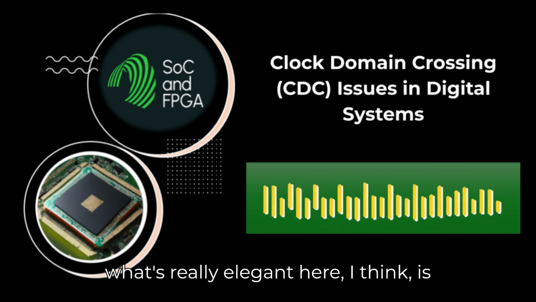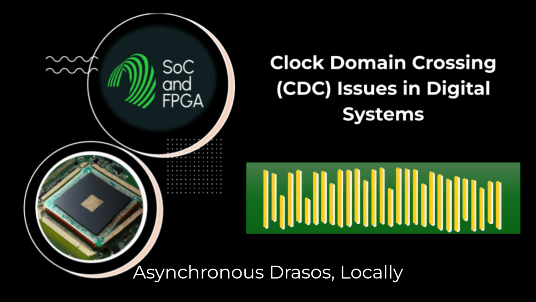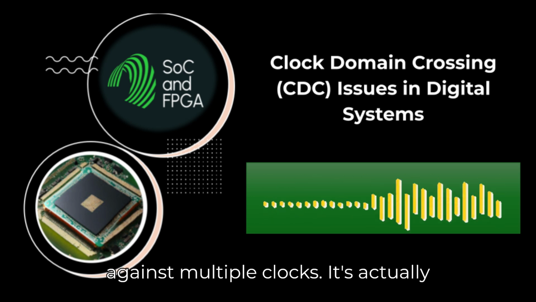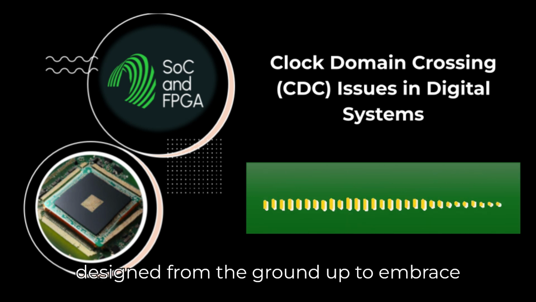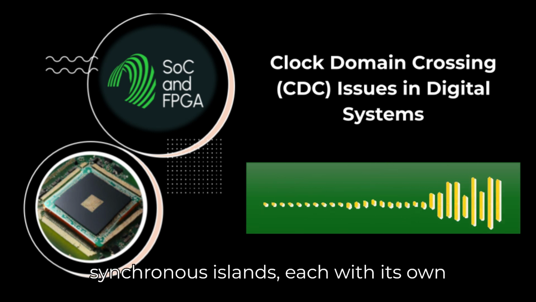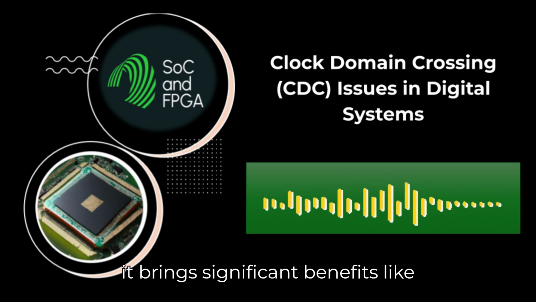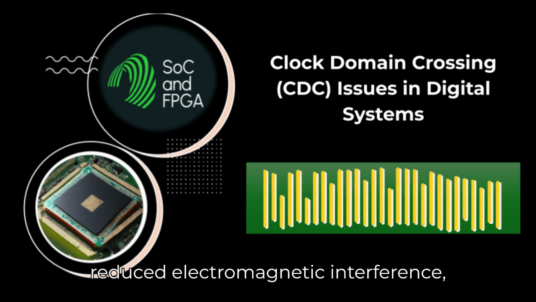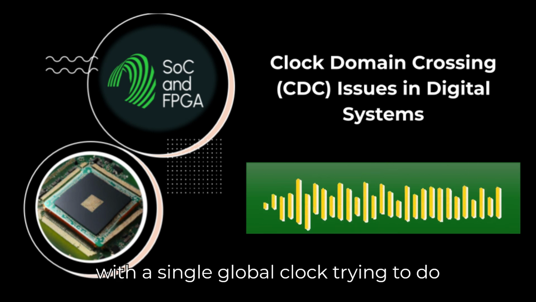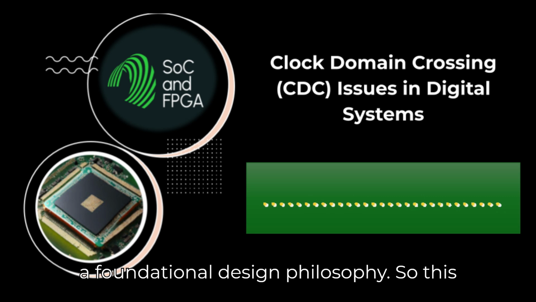And what's really elegant here, I think, is the adoption of something called globally asynchronous, locally synchronous architectures, GALS. GALS, okay. With GALS, the system isn't fighting against multiple clocks. It's actually designed from the ground up to embrace them. Ah, so it's designed that way. Exactly. You partition the system into these synchronous islands, each with its own clock, and these islands talk to each other asynchronously. Okay. And this approach brings significant benefits, like reduced electromagnetic interference, lower power consumption. Yeah, because you avoid those huge current spikes you get with a single global clock trying to do everything at once. So in GALS, CDC isn't some side problem. It's really a foundational design philosophy.